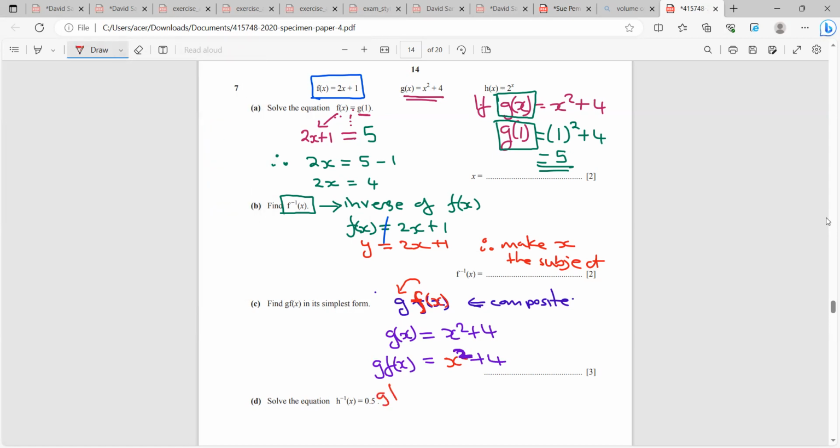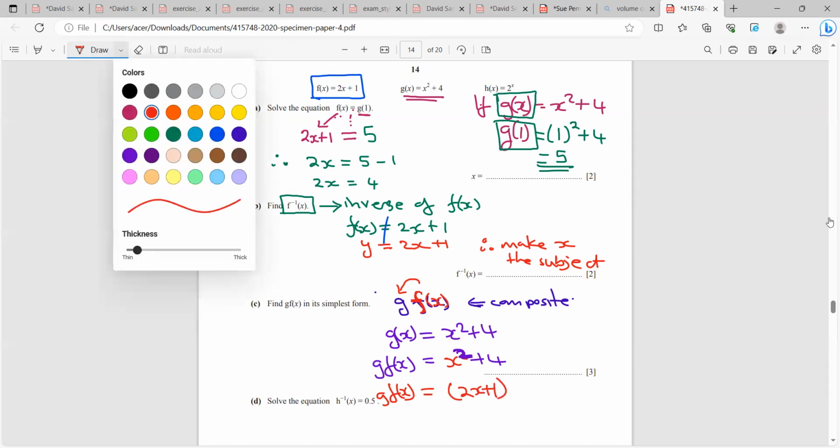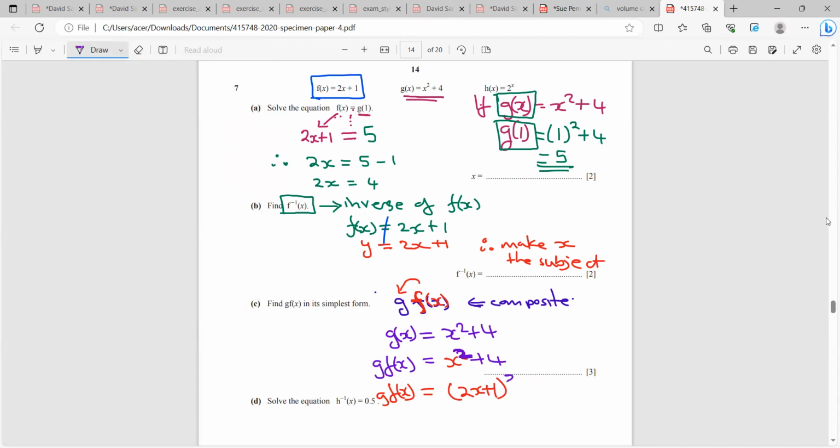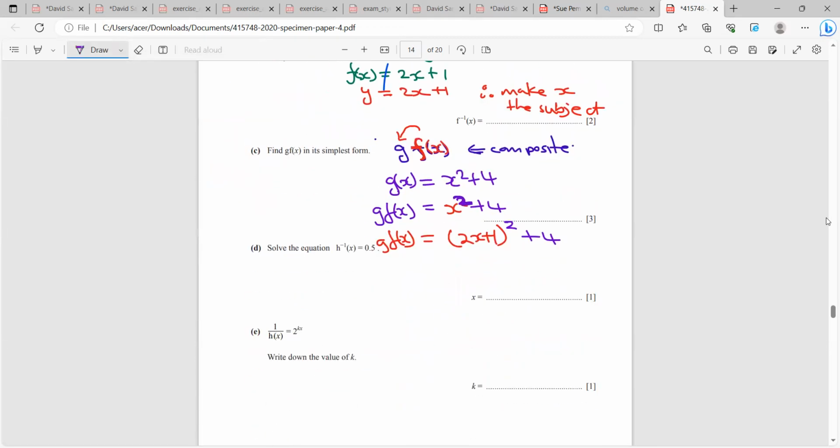So gf of x is gonna be our child here. Our child is f, 2x plus 1. And then we'll write down the parent function. We have squared plus 4. What we just did is replace all the x elements in the parent with the child. So this guy is the child. And then after doing this, you can just simplify it.